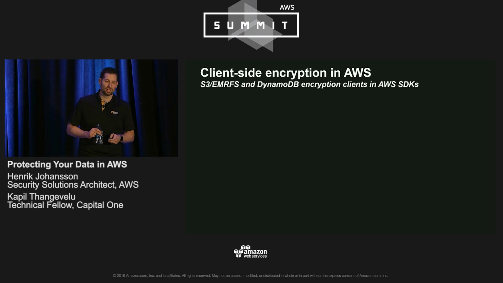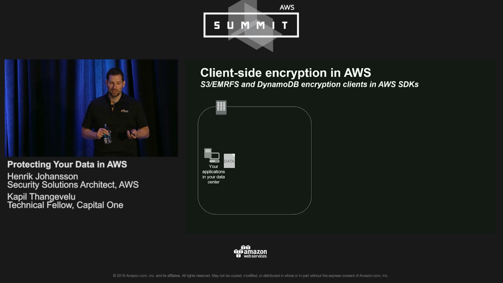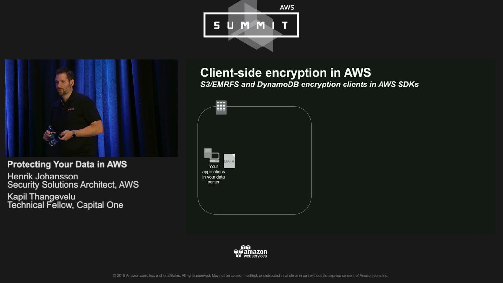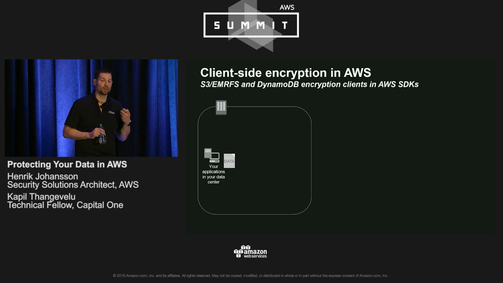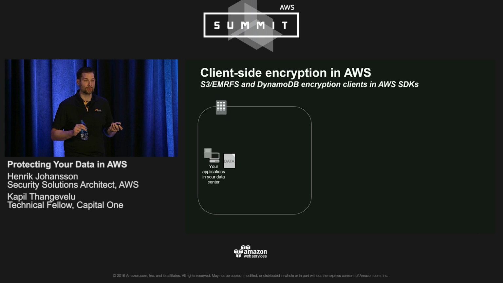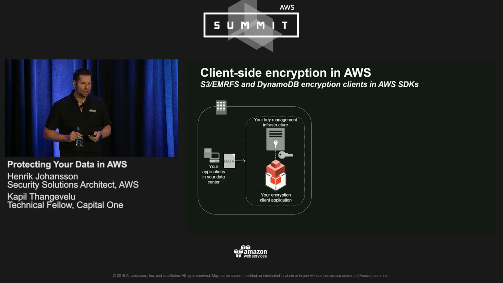So one example on client-side encryption in AWS. In this example, we're going to look at using S3 and EMRFS together with DynamoDB to do client-side encryption using the AWS SDKs. So in this case, we have an on-prem solution where you have your own applications in your own data center that basically has all the data that you want to encrypt and then store.